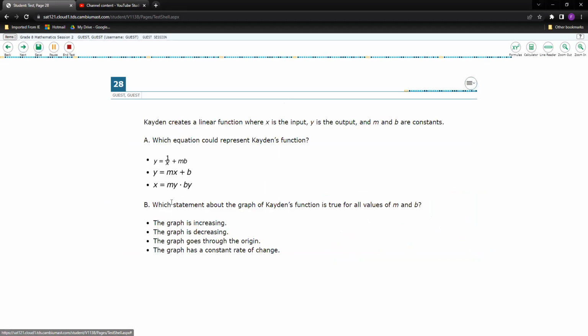Okay, hang in there because we're almost done. Kaden creates a linear function with x, y, m, and b. We know what that is. It's y equals mx plus b. All right, and what does that mean? The line could be positive or negative, so it could be increasing, it could be decreasing. It does not go through the origin because we have a y-intercept. So if it was just mx, yes, but y equals mx plus b means that when x is 0, y is b, is not 0, so not the origin. And so the graph has a constant rate of change.